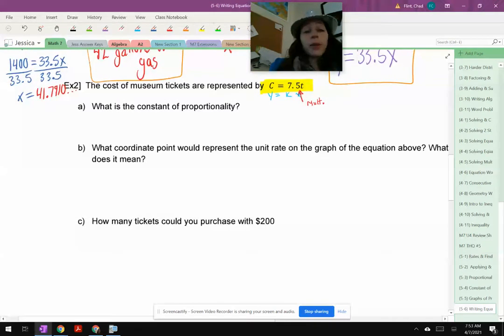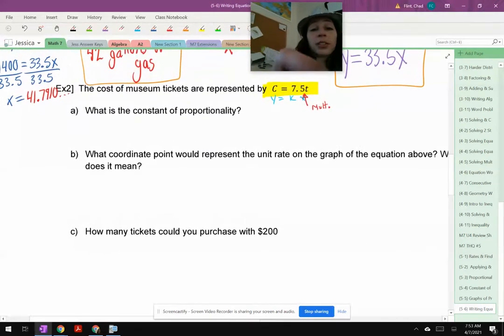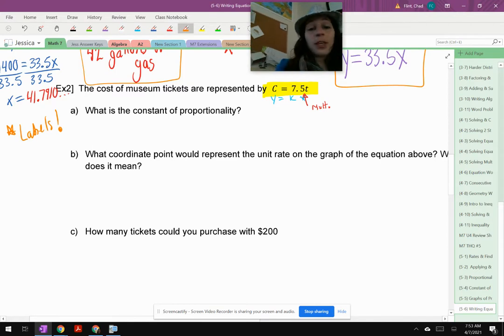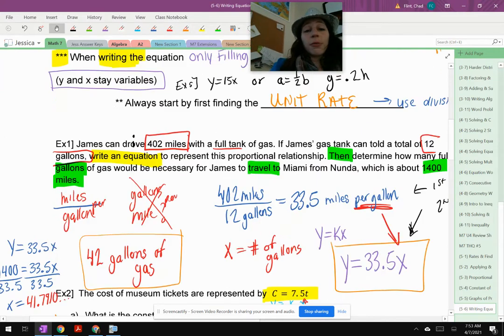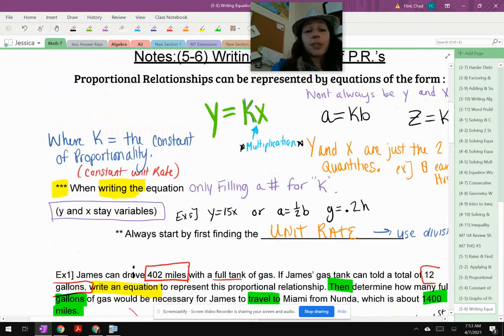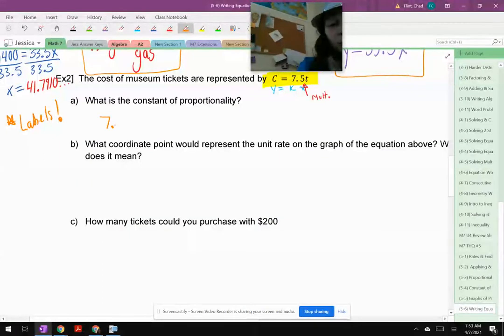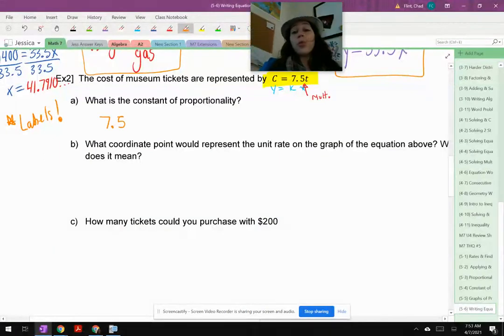So remember when your part A is asking me what's the constant of proportionality, make sure when you're doing this you have labels. It's essential that it's a rate. So the constant of proportionality, going back to your notes, is that k value, which in this case is that 7.5. So we just need to make sense now of what that 7.5 means.